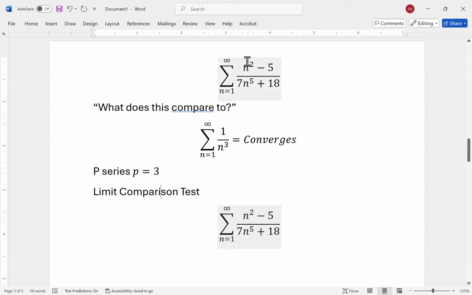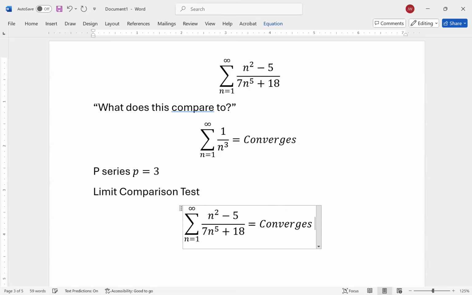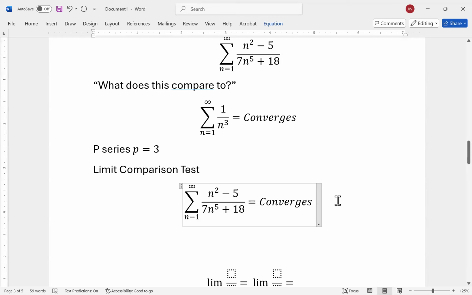And therefore, as long as these have the same growth, which I know they do, this infinite series that I'm given, the n squared minus 5 divided by quantity 7n to the fifth plus 18, summed up from 1 to infinity, also converges. Again, that's what I tend to do. I leave it at that.